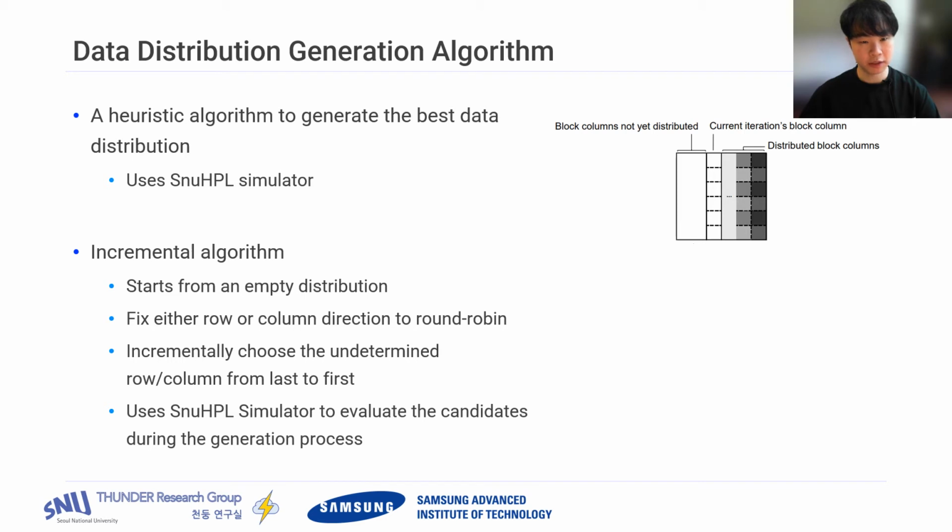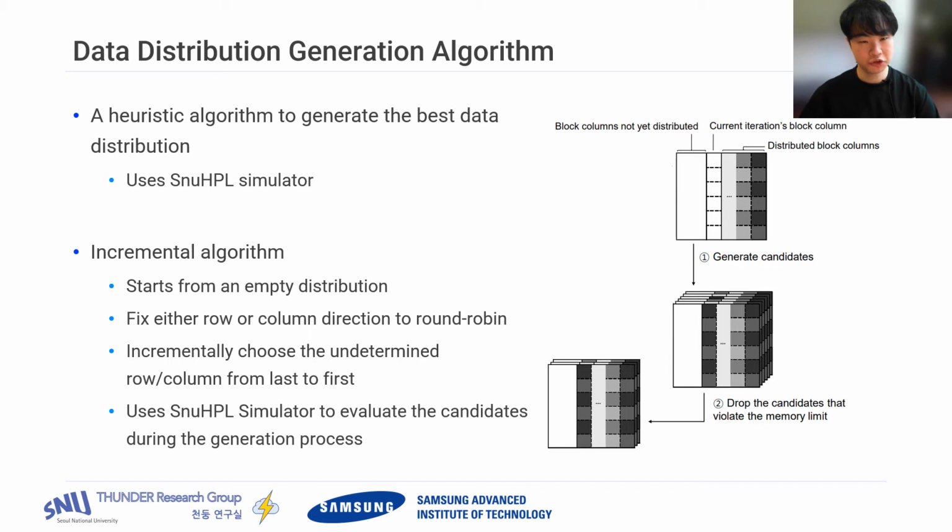To explain the algorithm in detail, please see the figure on the right. The algorithm starts from an empty distribution. Then, it first fixes either row or column direction to round robin. Suppose that the row direction is fixed to a round robin, and we have freedom in distributing block columns. At each iteration, the algorithm first determines the last block column, which is not yet distributed to any process column. Then, the algorithm generates candidates by distributing such block column to each process column, so it makes q candidates per iteration.